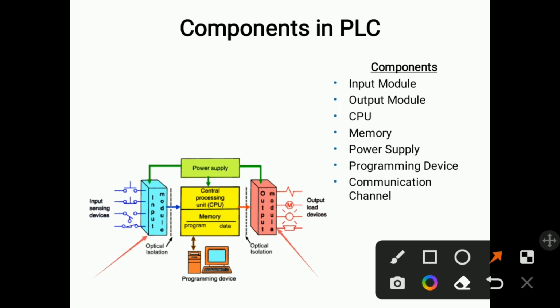In the center you can see there is CPU and memory is shown. Okay, so this is CPU and memory is here, where we can store the program or data, and which is connected to programming device. So here some device is required for programming, and everything is operated with the help of power supply. So we require power supply for all the operations. Okay, so like this components in the PLCs are shown over here.